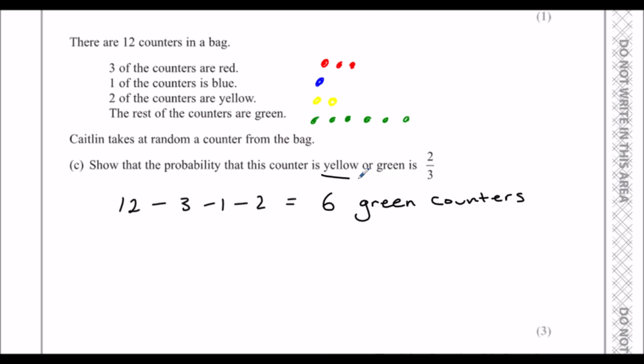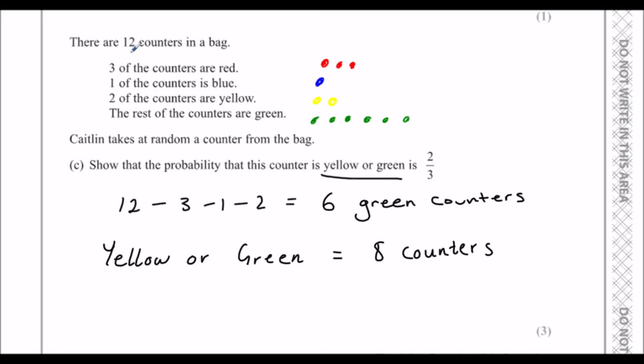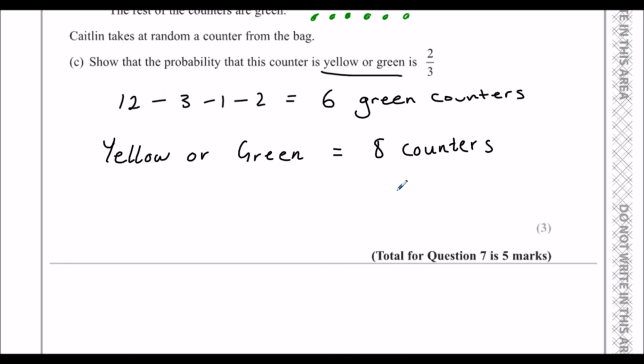So yellow or green. How many counters are yellow or green? So there's 2 yellows, 6 greens. So that's 8 counters. 8 counters are yellow or green, and it's out of 12 in total. So the probability of getting a yellow or a green is 8 out of 12.